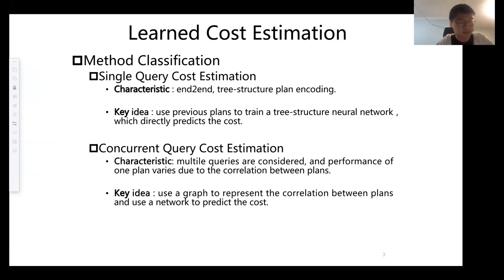So we categorize the current learned cost methods into two categories. The first one estimates one query without considering the others. Compared to cardinality estimation, it is an end-to-end way that takes the query encoding as input and outputs the cost. So this can be regarded as a regression problem. The second one considers the correlation between multiple queries, which uses a graph to represent the correlation between plans and uses a network to predict the cost. It's also something like a regression problem.